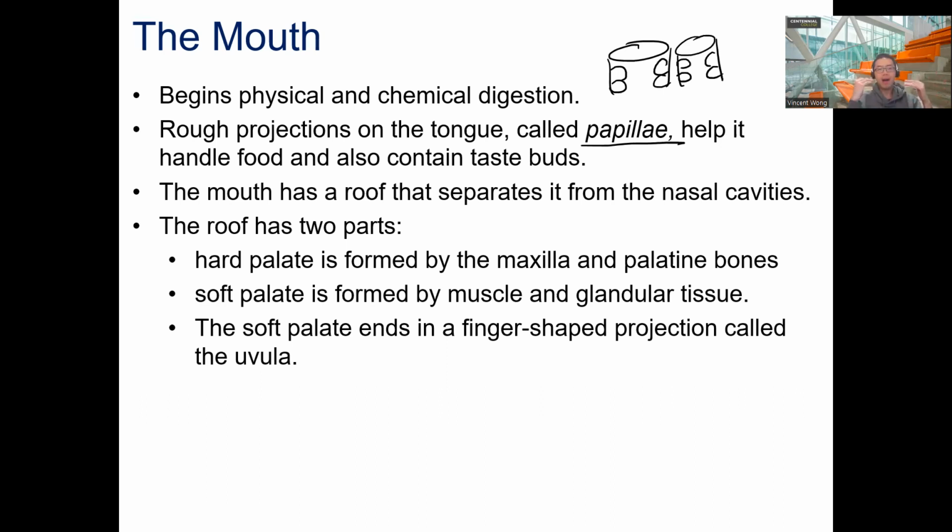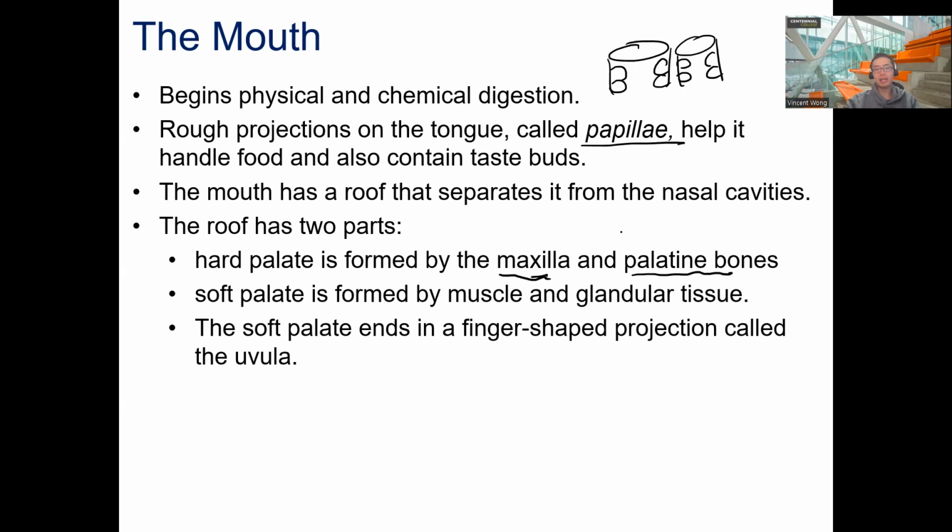And the roof of the mouth is separated from the nasal cavity. We learned that from the respiratory system. Okay, so there are two parts. There is the hard palate that's at the front, which is made up of two bones. Okay, we have the maxilla as well as the palatine bones.